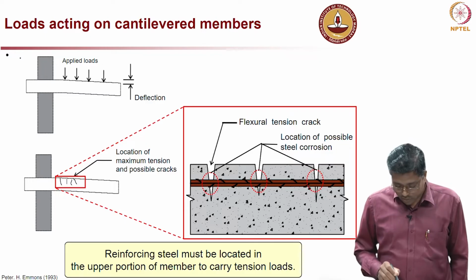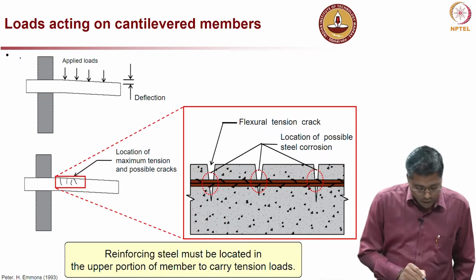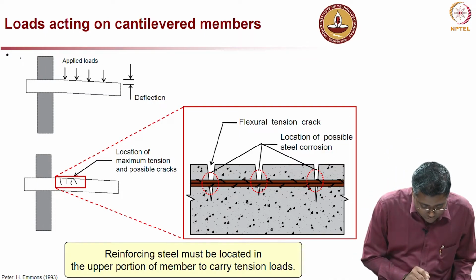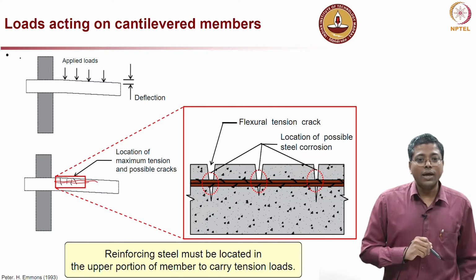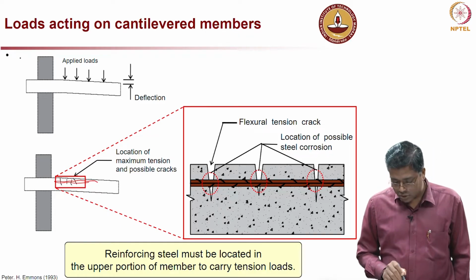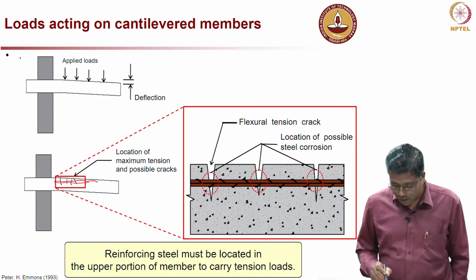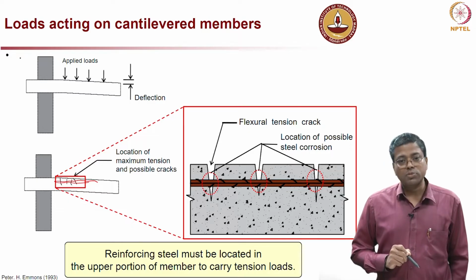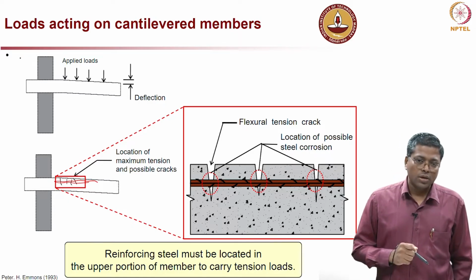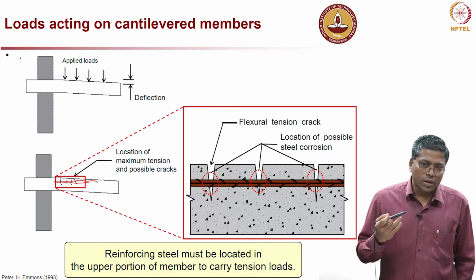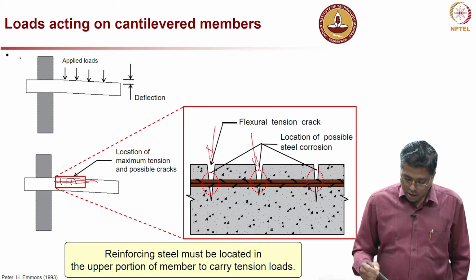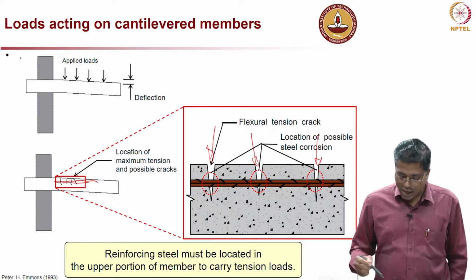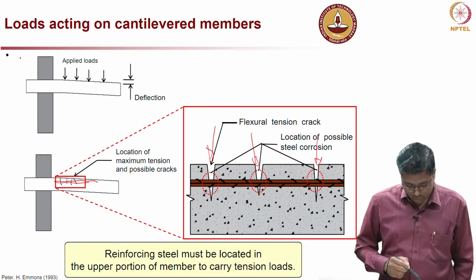Now, what is the problem with this? If you zoom in, imagine you have reinforcement at the top portion, and it goes through the crack. The zoomed-in version is shown on the right side. You can see that the reinforcements are actually exposed because of this crack. So, moisture or anything can easily go through these cracks and attack the steel rebars.